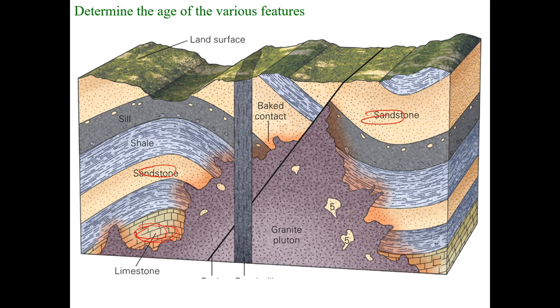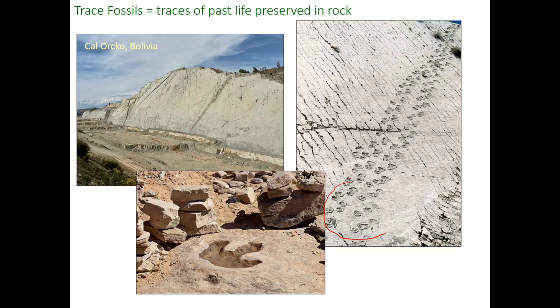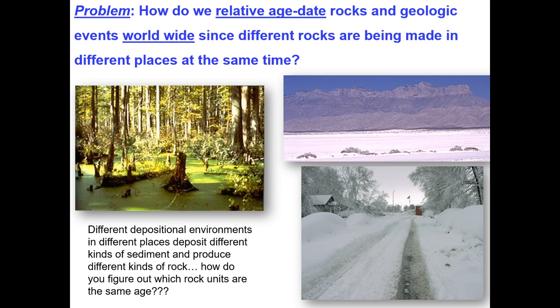Let's say this particular outcrop represents an outcrop in Texas, and there's another outcrop in Siberia. How do we know the age of this compared to the age of the outcrop in Siberia? Because they're totally different rocks, because totally different things are happening in different places. You can look around the world right now.